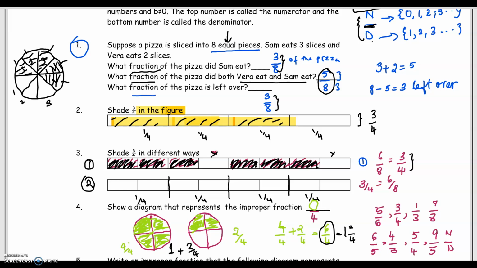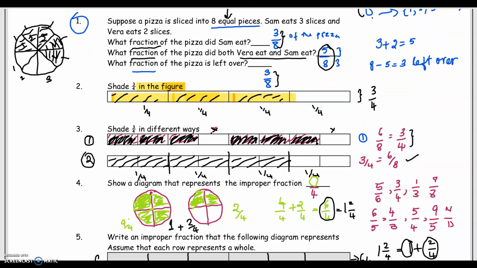So now we can shade each quarter. So 1/4, 2/4, 3/4. 3/4 is the same as shading 6 out of the 8 equal parts. So that's just another way of looking at the exact same fraction.